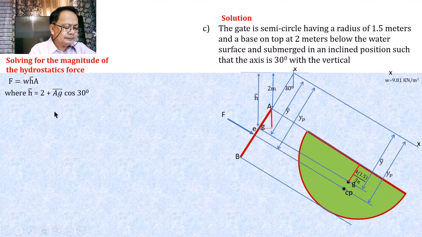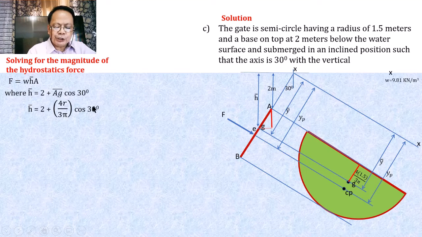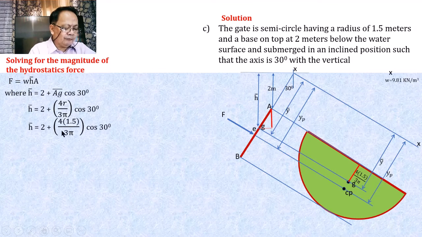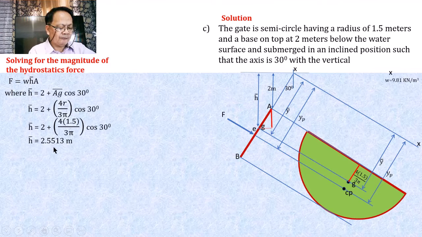Our A, this will be simplified, by the way. It will be equal to 2 times, what is our AG? Our AG is also the same as the distance of the centroid, and this is equal to 4R over 3 pi. If this will be substituted with the value, 4 times 1.5 over 3 pi times cosine of 30, then bar H will be equal to 2.5513 in terms of meters. Meaning, our bar H is 2.5513.